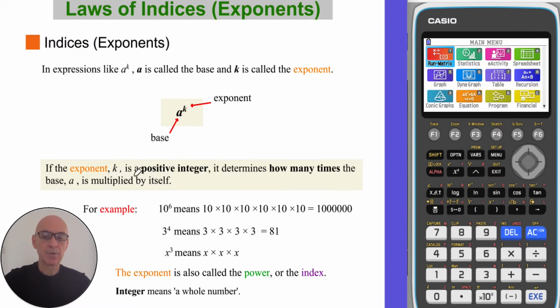And if the exponent k is a positive integer, and by that I mean a positive whole number, it determines how many times the base a is multiplied by itself. So for example, 10 to the power of 6 means multiply 10 by itself 6 times. 3 to the power of 4 means multiply 3 by itself 4 times.